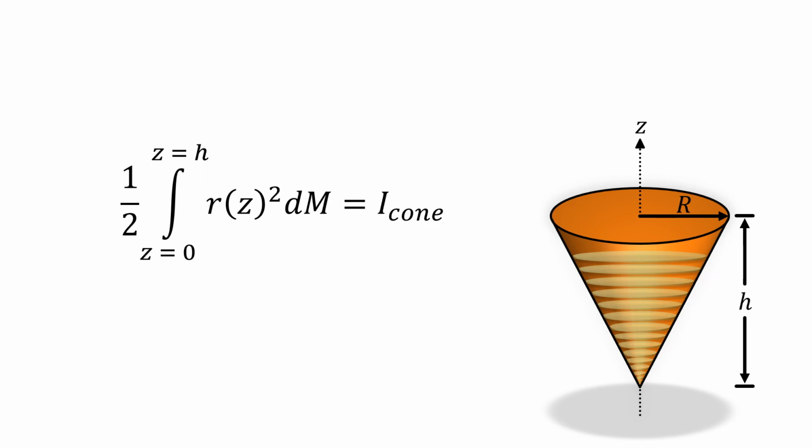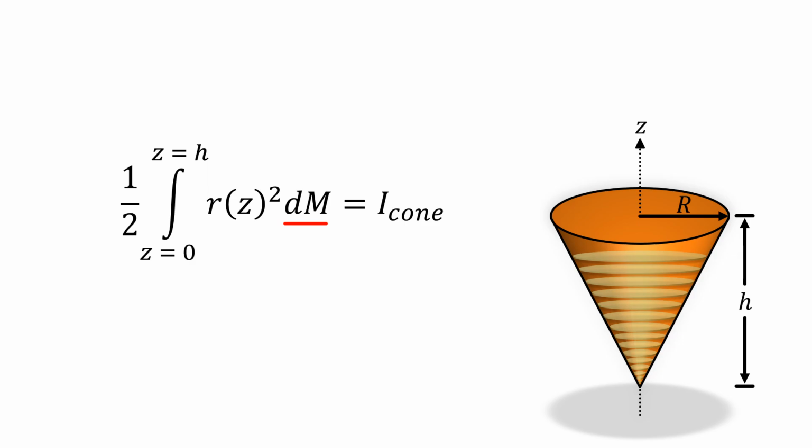But I have some bad news. We can't even get started yet because there's two things currently standing in our way. The first is this integration variable. Remember, the plan is to integrate all of these tiny moments of inertia along the z-axis from the bottom of the cone to the top. So that means the integration variable needs to be with respect to z, not m. So we need to find a way to convert dm into something that contains dz.